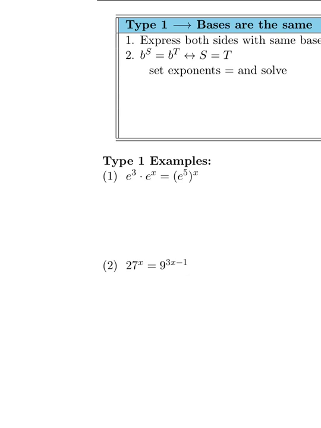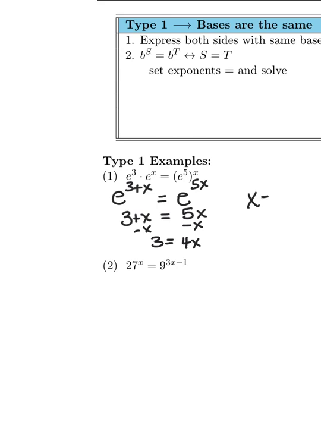add these exponents together. So e to the 3 plus x, you're going to have e to the 3 plus x. That's going to equal e to the 5x. Since both sides have a base of e, you can set your exponents equal to one another, and you can solve. So we solve this equation. So you have 3 equals 4x, and then we solve, and we get x equals 3 over 4. What's nice about these is you can check your work, so that's kind of nice.